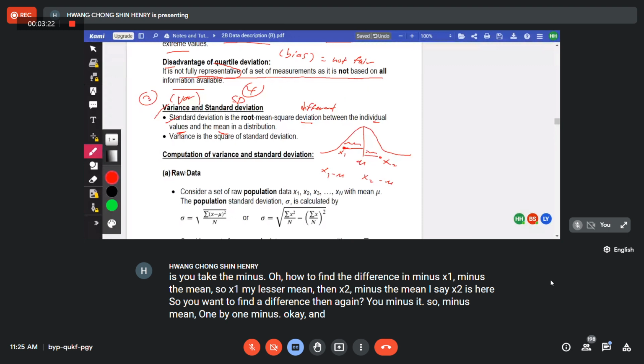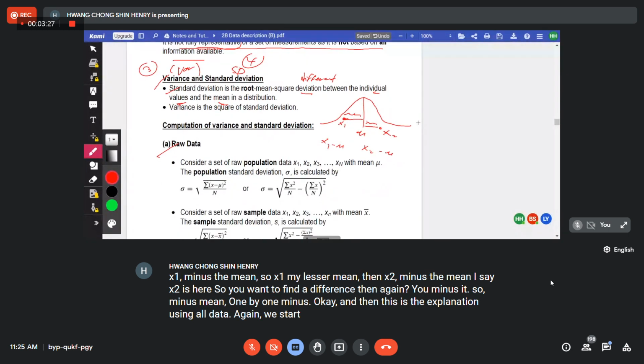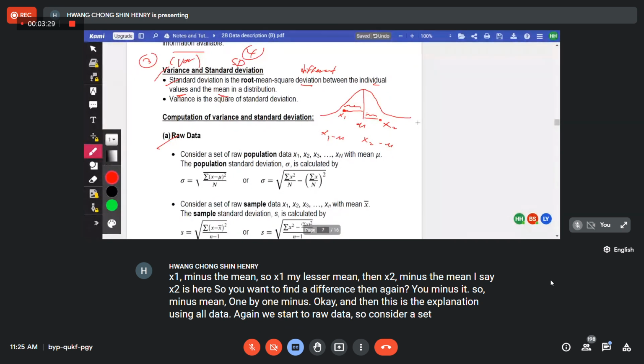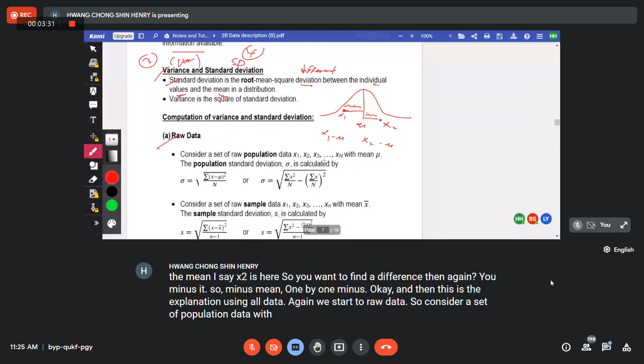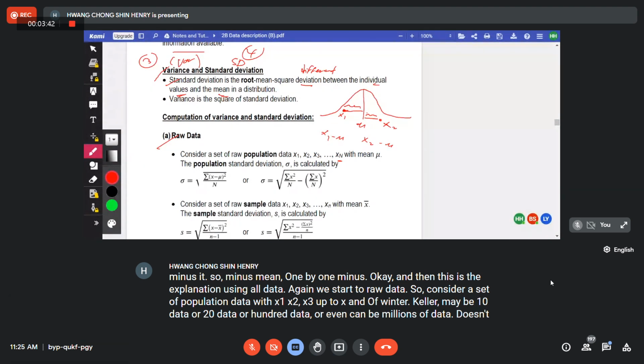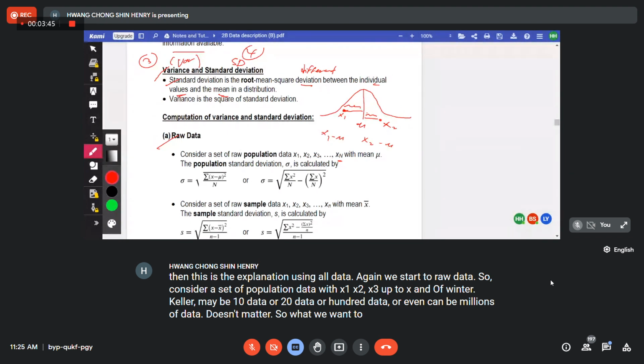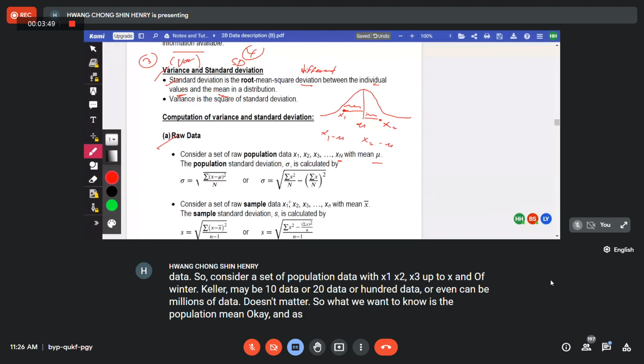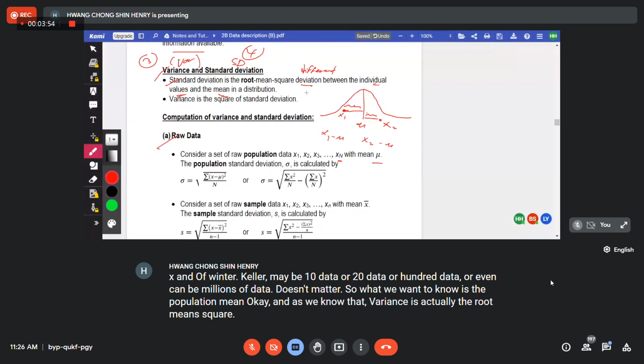Okay, and then this is the explanation using raw data. Again, we start with raw data. So consider a set of population data with x1, x2, x3 up to xn. It doesn't matter whether it is 10 data, 20 data, 100 data, or even millions of data. What we want to know is the population mean. And as we know, the standard deviation is the root mean square. What is the meaning of root mean square?